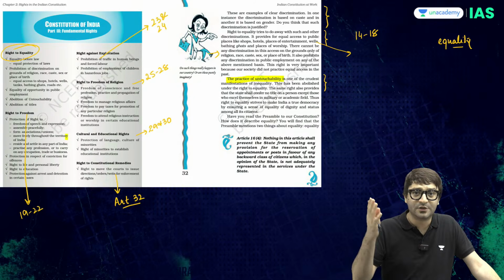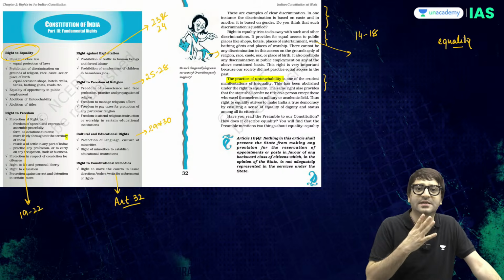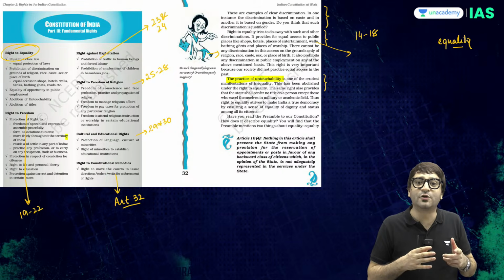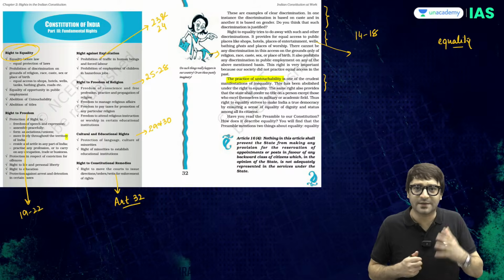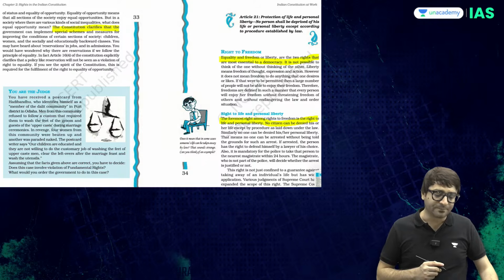For example, Chief of Army Staff, Doctor, Engineer, Professor. Such titles can be awarded because these titles are given for your accomplishment, not for your loyalty. That is right to equality.